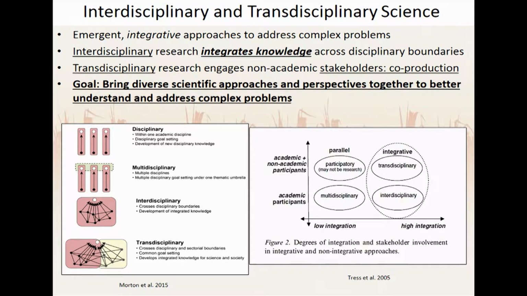And then the last one is transdisciplinary. Really the only difference between interdisciplinary and transdisciplinary science is that transdisciplinary science works along with non-academic stakeholders, NGOs, agencies, and so forth, to co-produce research and knowledge and then get it out into the public realm. And so, of course, the goal is to bring diverse scientific perspectives together to better understand and address complex problems.